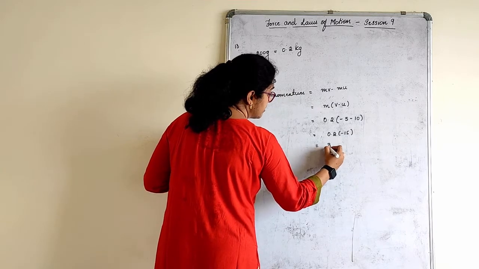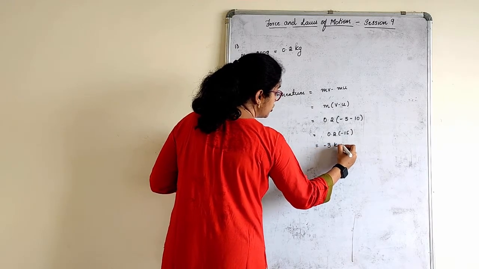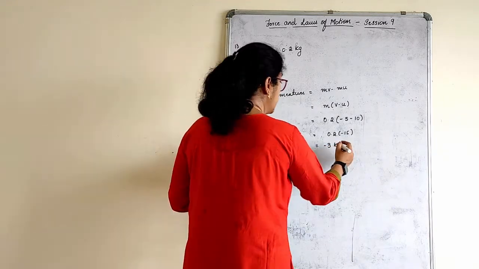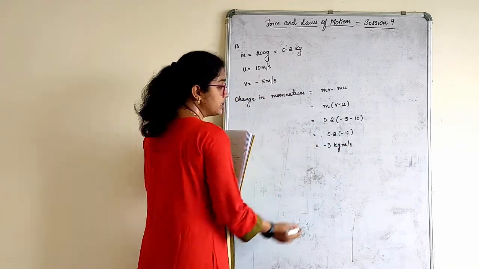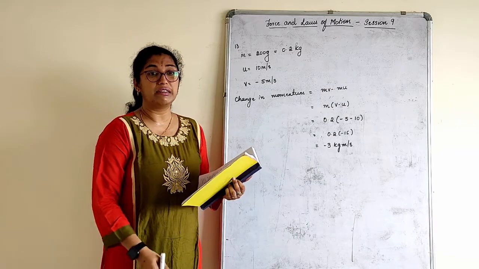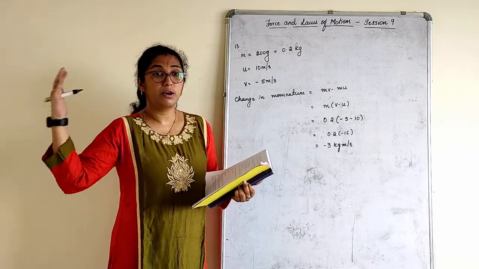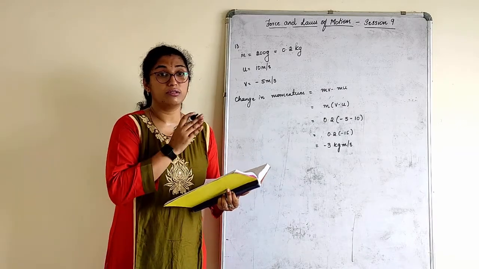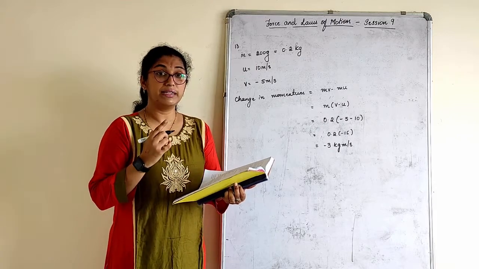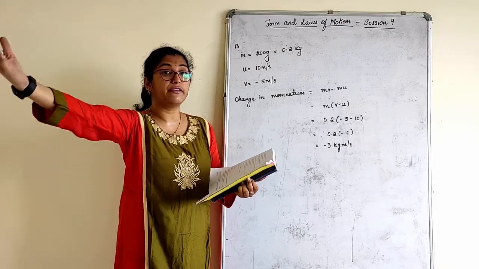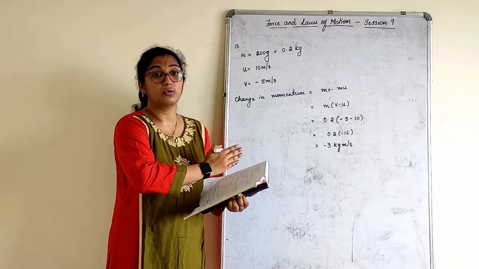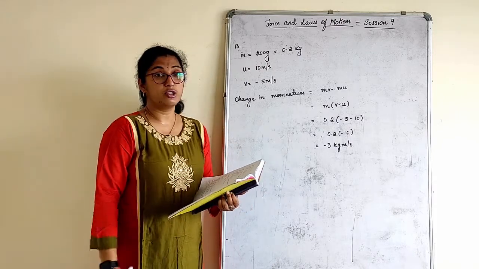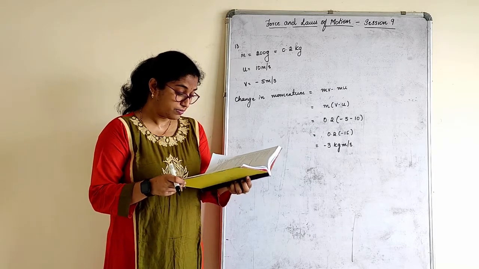15 twos are 30. Change in momentum is, what is the unit? Kg meters per second. What does the minus sign indicate here, children? That is because the ball is returning back to its original path. That is how the momentum has changed. It is not going forward. After it is struck by a hockey stick, it is going in the other direction. That is why it is minus.